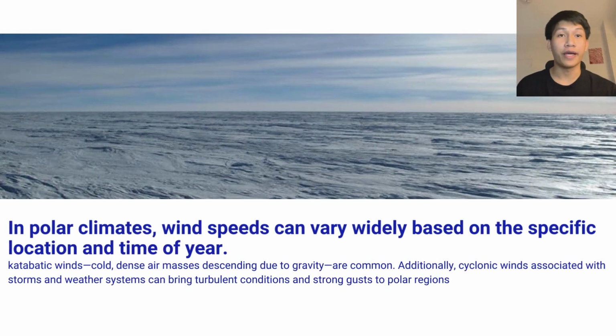Wind speed can vary widely based on the specific location and time of the year. Generally, these regions experience moderate to high wind speeds, particularly during storms or weather disturbances. However, determining an exact average rate for wind in polar climates is challenging due to the substantial variation across different polar zones. Regarding wind types, katabatic winds, cold, dense air masses descending due to gravity, are common. Additionally, cyclonic winds associated with storms and weather systems can bring turbulent conditions and strong gusts to polar regions, shaping the weather dynamics of this extreme environment.